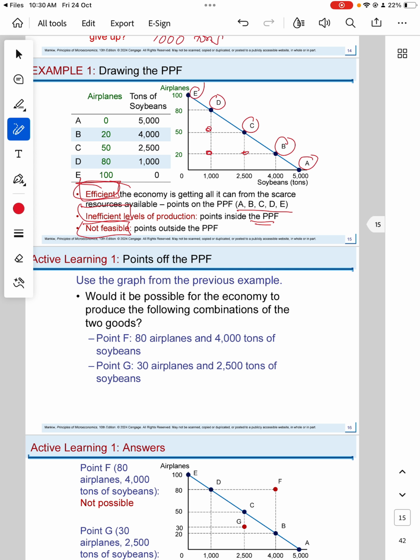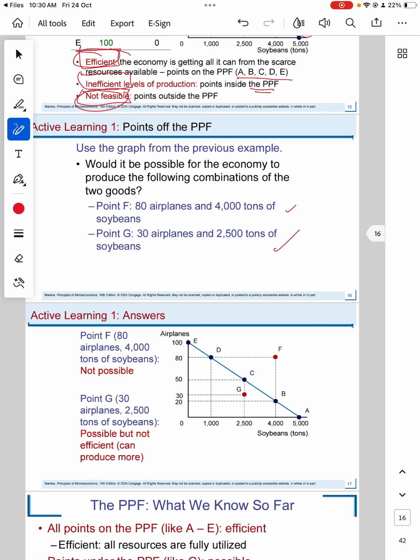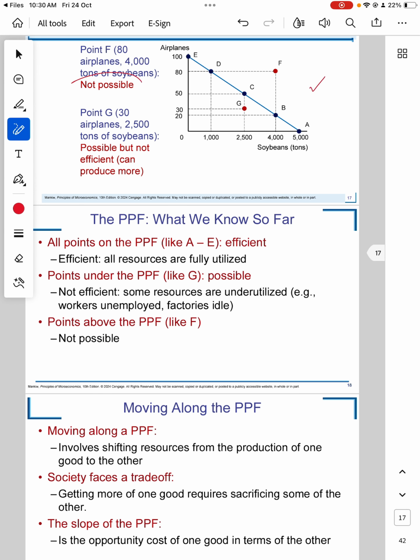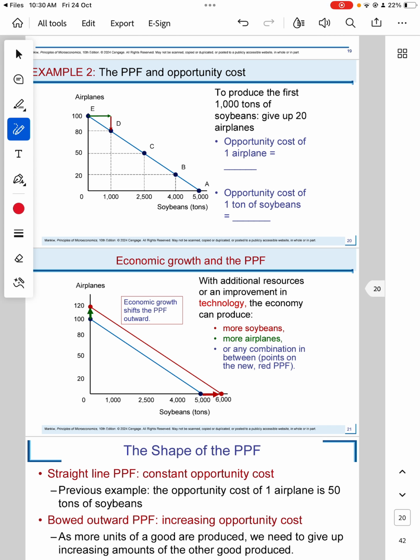So that is inefficient. How about not feasible? Not feasible is the dot here, dot here, dot here, outside the efficient straight line. The outside means that we do not have enough resources to produce more, so it is not feasible to do. I hope you understand this. Later on you take a look at this. This is not feasible, not possible to produce. This is infeasible, and this is the efficient dot.